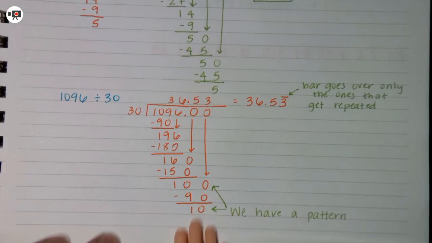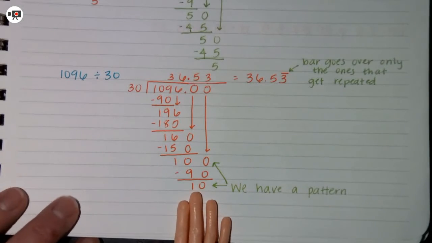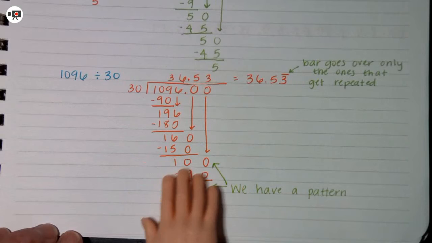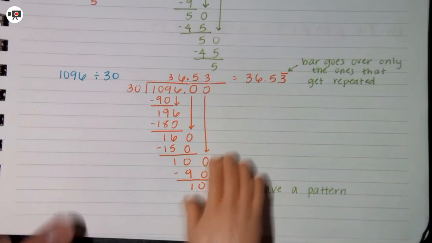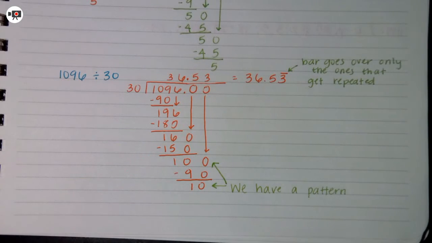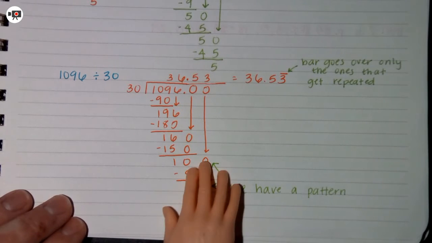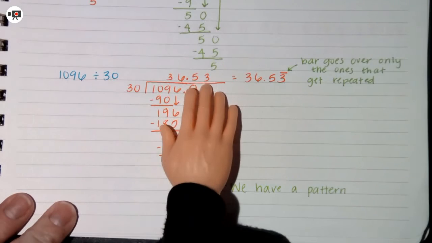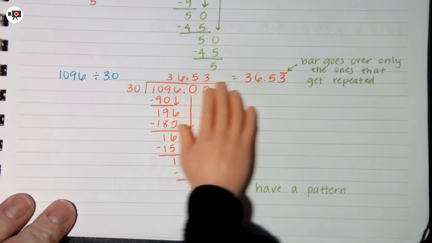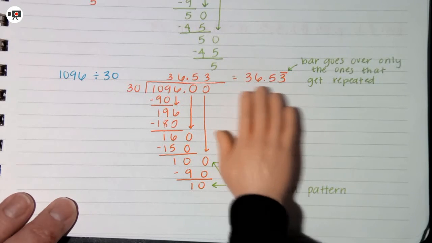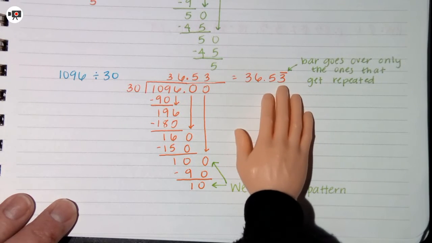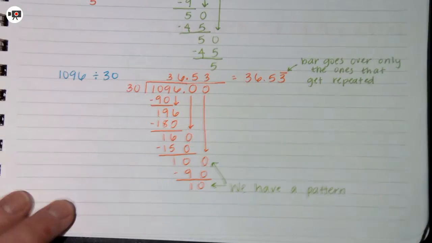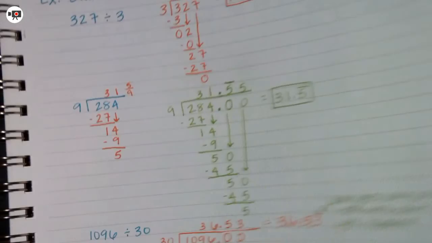I say, wait a minute, I already did this, ending with a 10 and adding a 0. I just did that right here. So I'm going to have a pattern, which means that the last number, or where this pattern started, the number that it produced in the answer is going to be what is repeating. So my answer is 36.53 repeating. And the bar goes over only the 3 because that is the only one that is getting repeated.